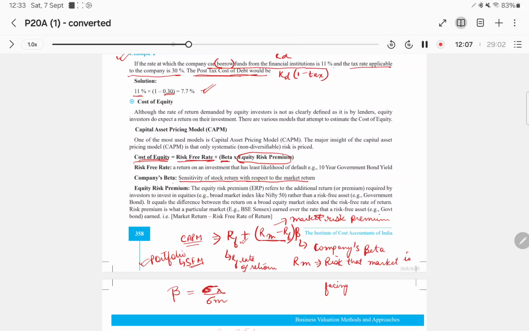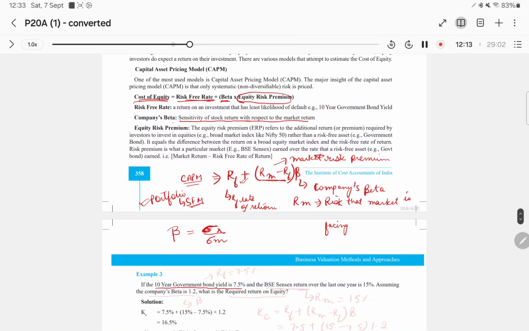Let's proceed further. Let's go with example number 3. If the 10-year government bond yields 7.5%, wherever the question says government bond or government yield, this represents the risk-free rate. Basically, whatever yield the government provides is risk-free. So it is represented by RF and it is given as 7.5%.